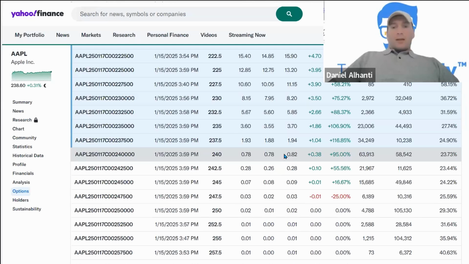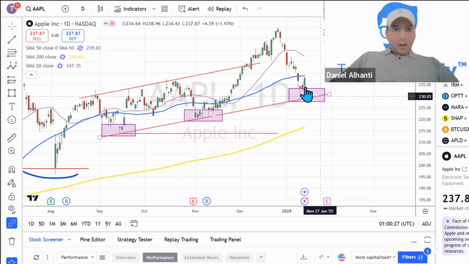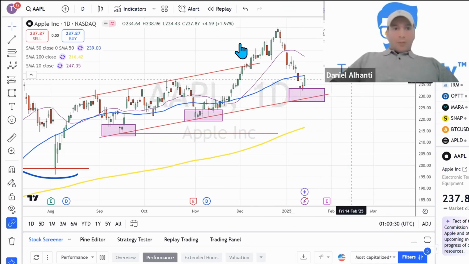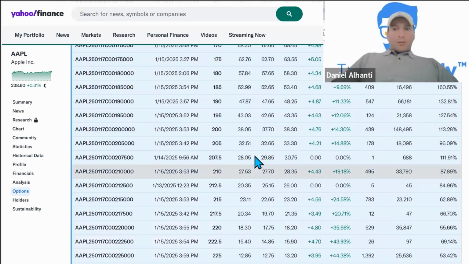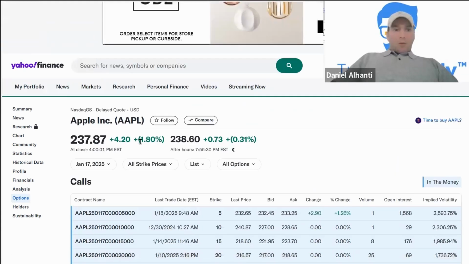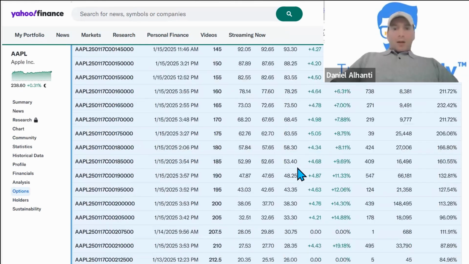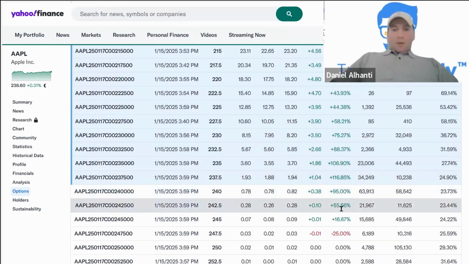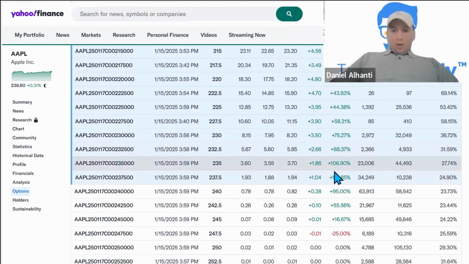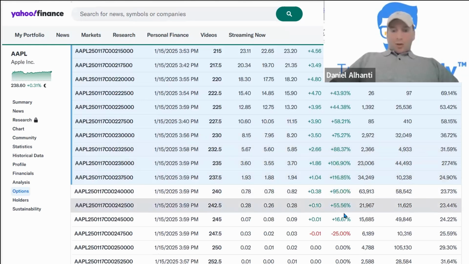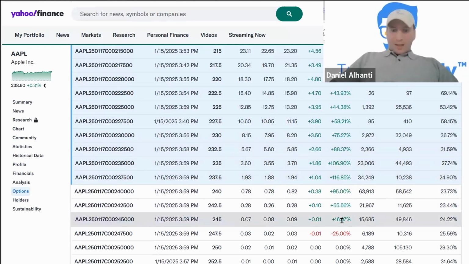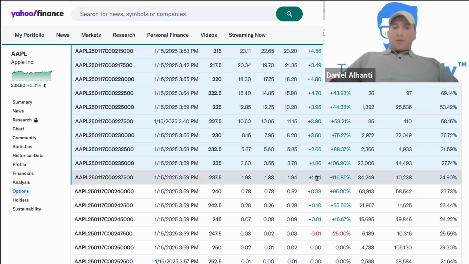Now today Apple went up about 2%. Okay. Apple went up 2%. Yahoo Finance can tell us that, about 1.8%, about 2%. The option here went up around 100% for these strikes, 95% for these strikes, but only 55% for this one and 16 for this one. Why the difference?